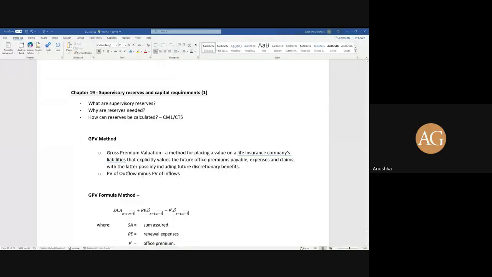It is visible. Perfect. So here chapters 19 and 20 basically revolve around how companies keep reserves and meet their capital requirements, which have been mainly set by the regulator of each territory. Now, I think we discussed reserves and supervisory capital requirements at the very beginning, when we were going through product features. So if you could just tell me, what is your understanding about reserves and capital requirements?